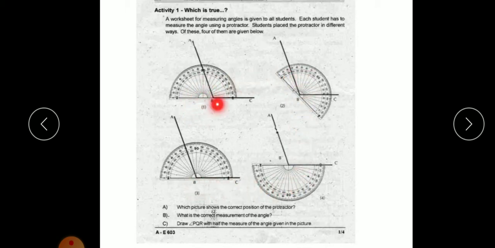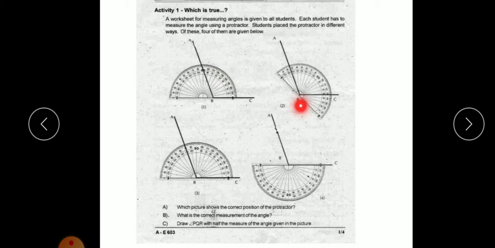Whether this is correct or wrong? Yes, wrong. Why? What is the reason? While keeping this protractor, the center of this protractor should be kept on the vertex, is it? But here it is not kept. So this is the wrong answer. Sorry, this is the wrong position.